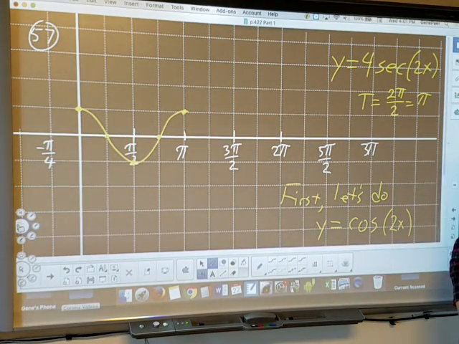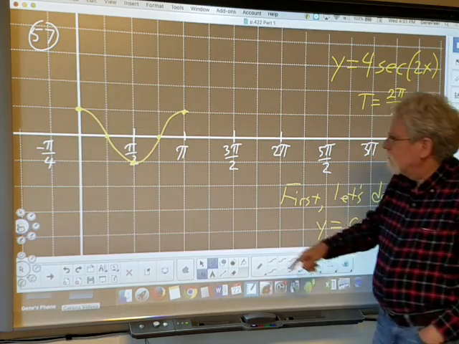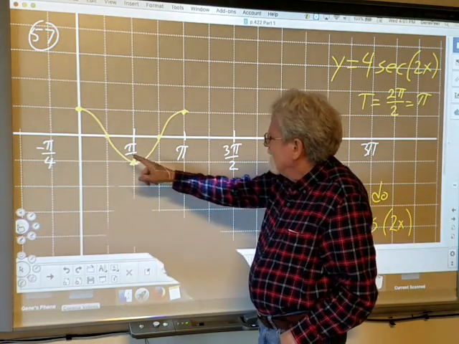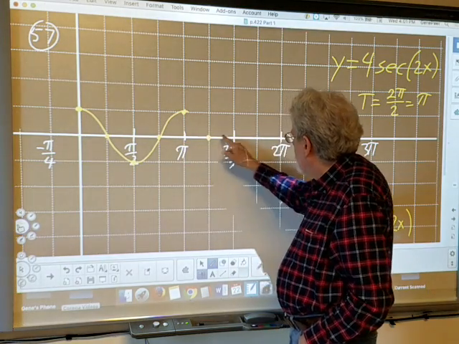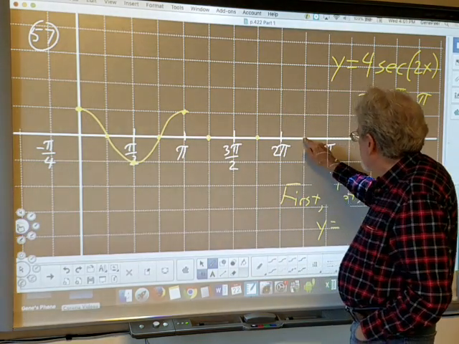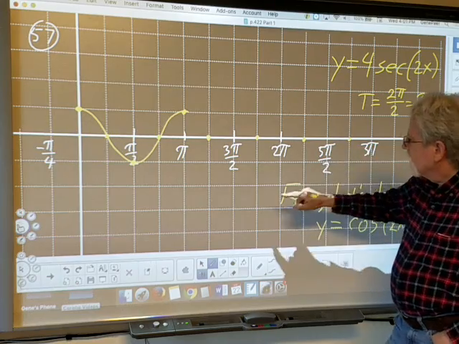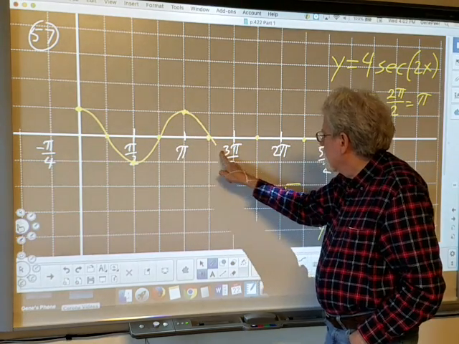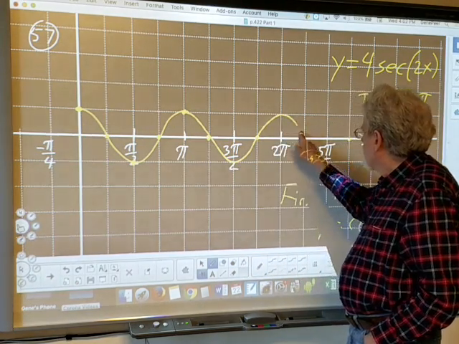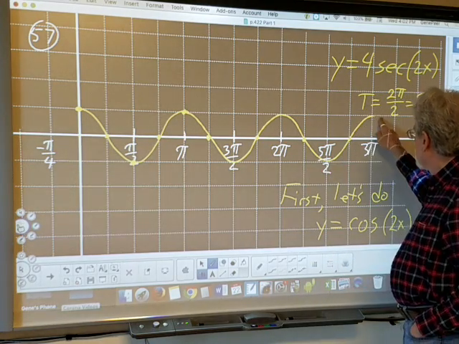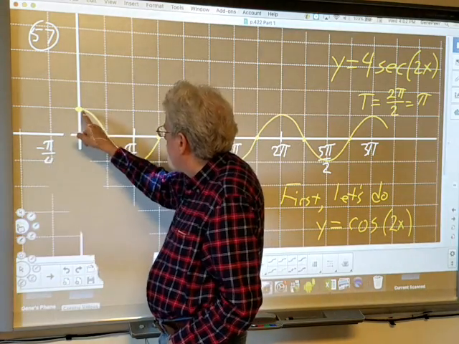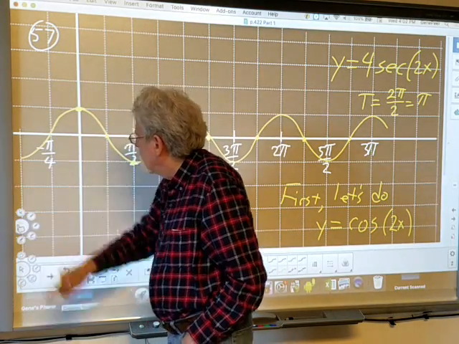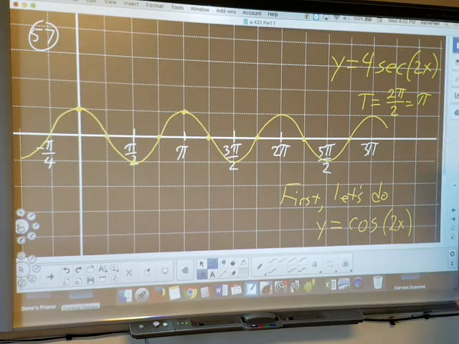Cosine of 2x. We really should continue that. Let's see, we've got a 0 there, a 0 there, therefore there must be a 0 there, and a 0 there, and a 0 there, and a 0 there. And it's going to do something like this, and it repeats that forever, in both directions. Let's not forget the negative side. Okay. All right, so that is cosine of 2x.